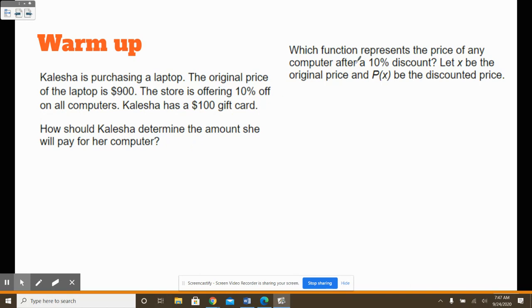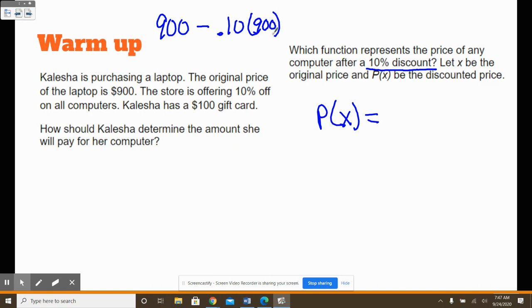Let's write a function for the discount. There was multiple choice and I took that out. If it's a 10% discount and X is the original price, they want us to say P of X is the discount here. If it's a 10% discount, how can you figure out how much it would cost? Well, a lot of kids want to say you'll take the $900 and then subtract 10% of the 900. A lot of honors kids like to say that, and that's not wrong.